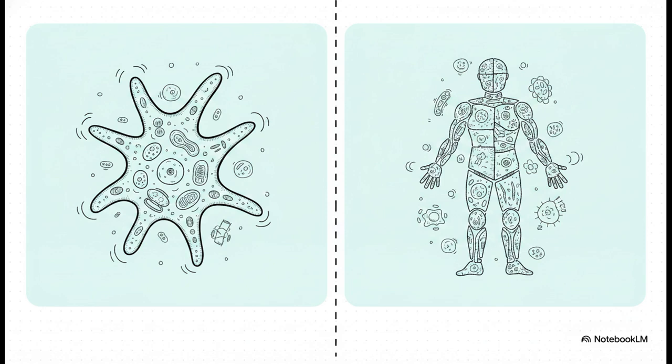Then you've got multicellular organisms. This is more like a massive, highly specialized corporation. Humans, plants, and most fungi are made of billions of cells that show a clear division of labor. Some cells handle digestion, some do protection, others do movement.